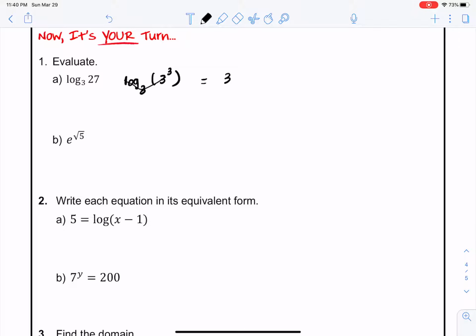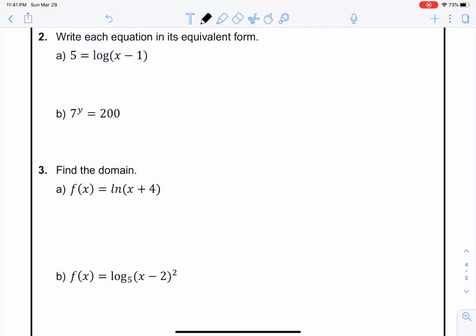So e raised to the square root of 5 is 2.7182 raised to the square root of 5. Unfortunately, we cannot evaluate this without a calculator. So you can use a calculator and evaluate it. And the answer is 9.36.